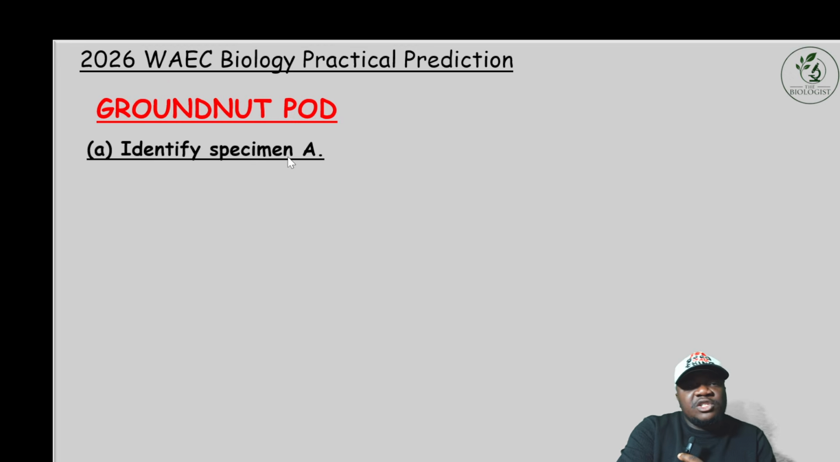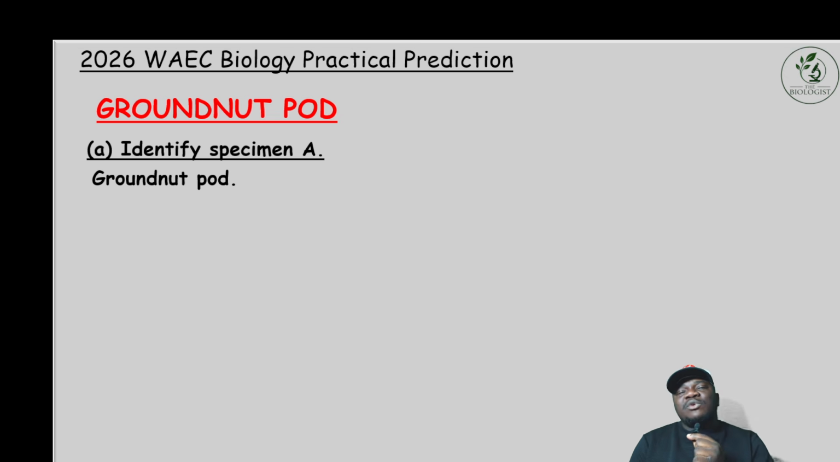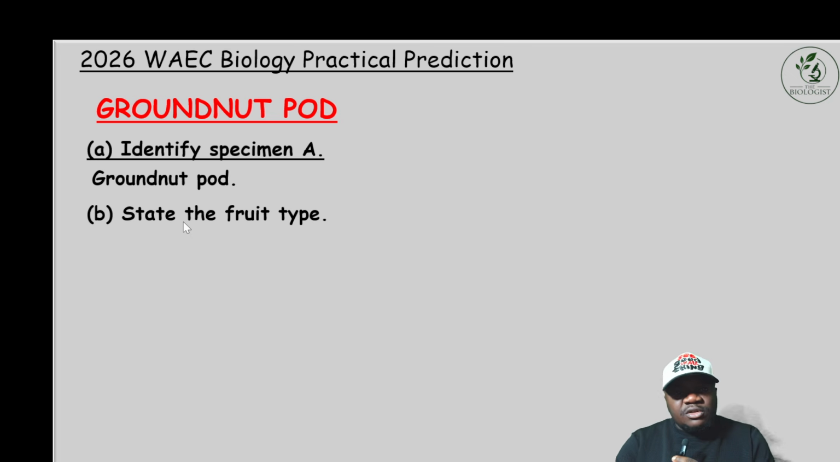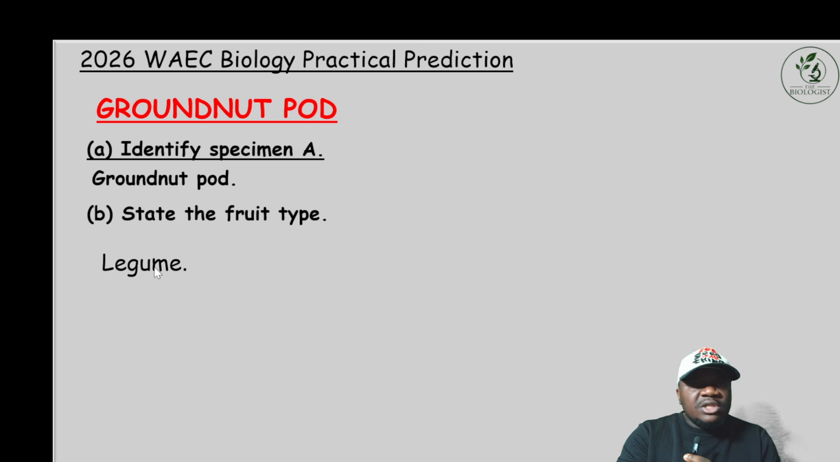Okay, so that is that. Identification of specimen A, this is the groundnut pod. One thing you need to know about groundnut is that groundnuts are cover crops. We have other species that are cover crops, for example one called, I think, Pride of Barbados, which is a very good example of a cover crop. And what type of fruit do you think groundnut is? It's a legume.